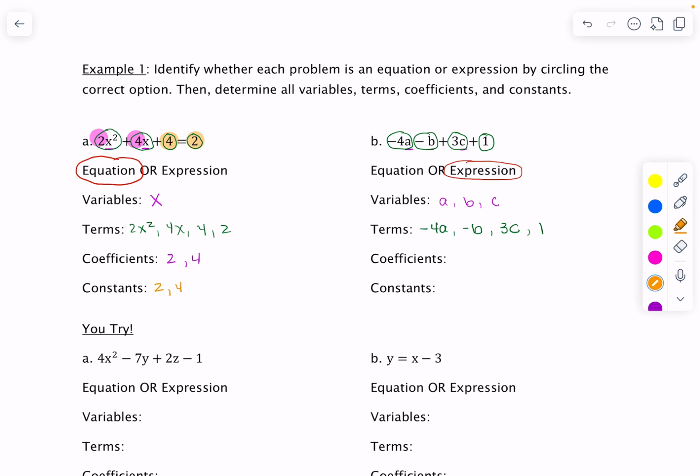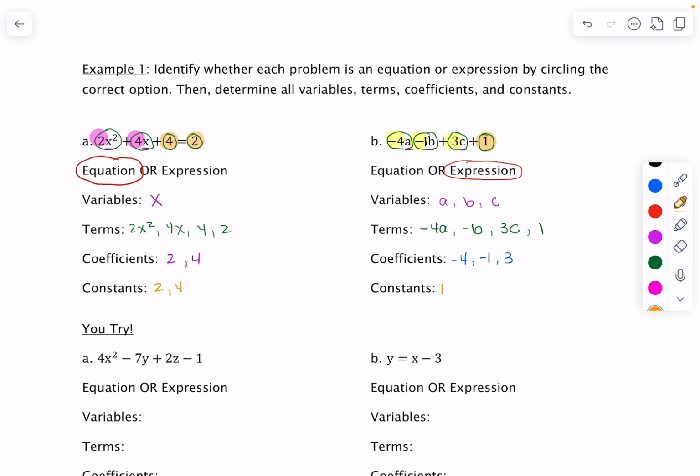My coefficients are the numbers in front of the variables, and I've got 3 of them. I've got the -4, I've got this negative b, which I can draw a 1 in front of that b, and then say that that -1 is my coefficient, and I've got 3 as my coefficient. So my coefficients are going to be -4, -1, and 3. That one's kind of tricky because of that invisible 1 and those signs. And then I've got one constant, and that constant is that 1 at the very end.